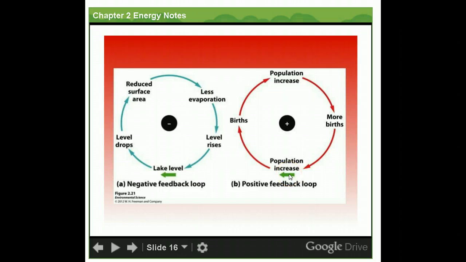Let's look at a positive feedback loop. Population increases for a particular animal or humans. You have lots of births. The population increases. And because you have more population, then you're going to have more births overall. So this is a positive. Everything's going to start increasing, going more and more positive, as a positive feedback loop. So this is increasing, this is decreasing, or staying the same.